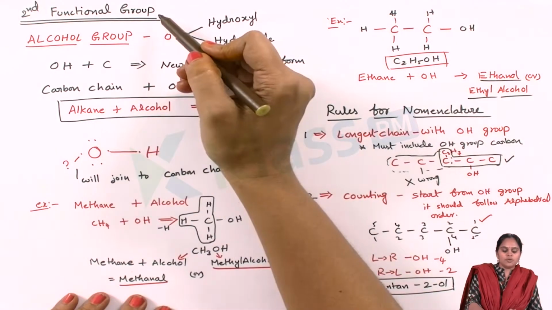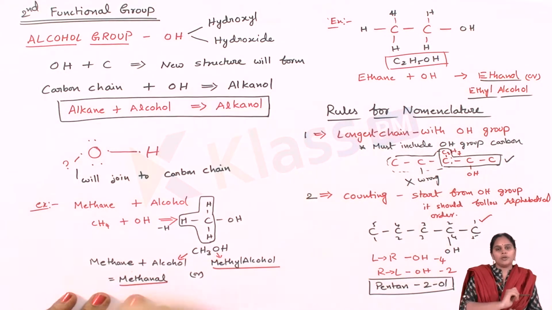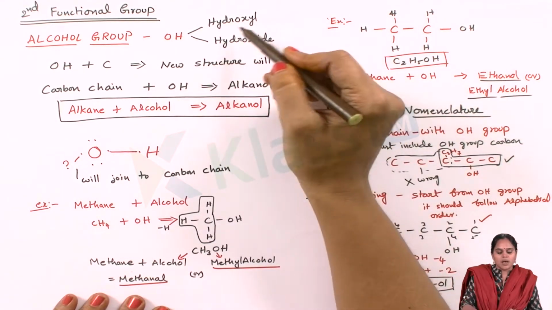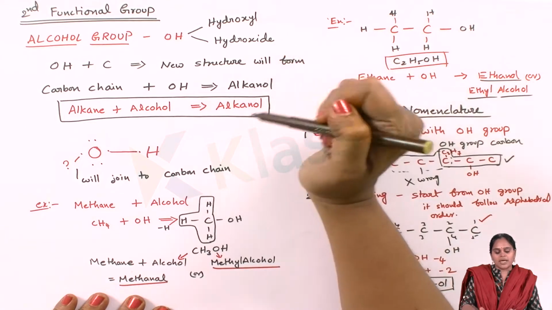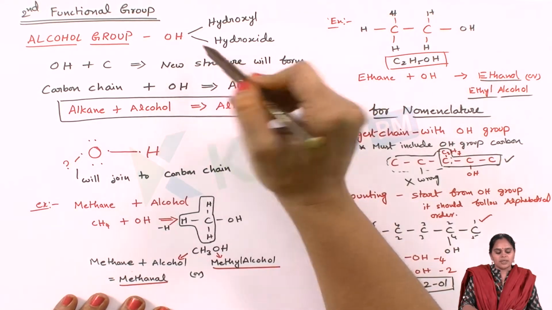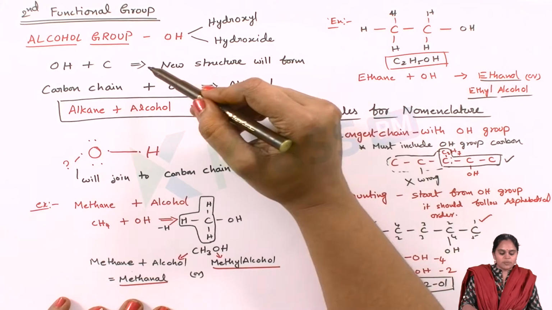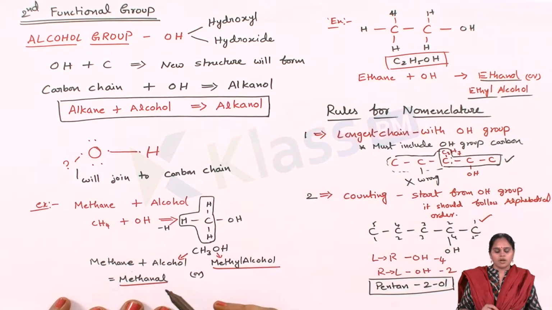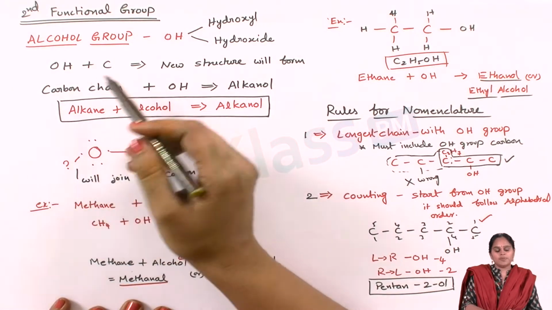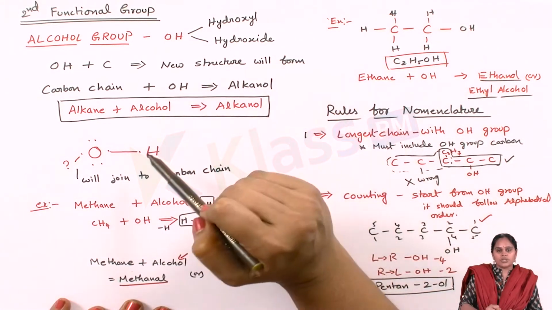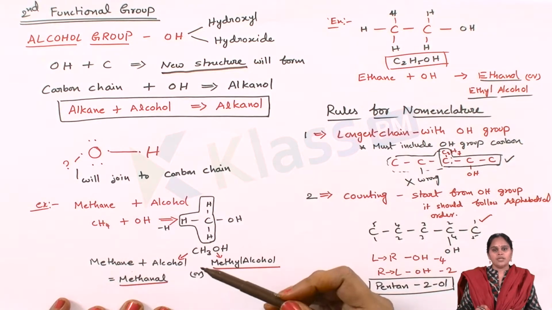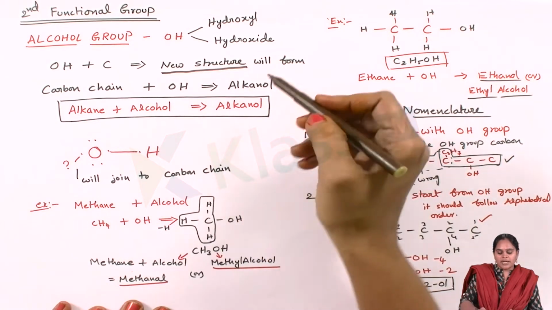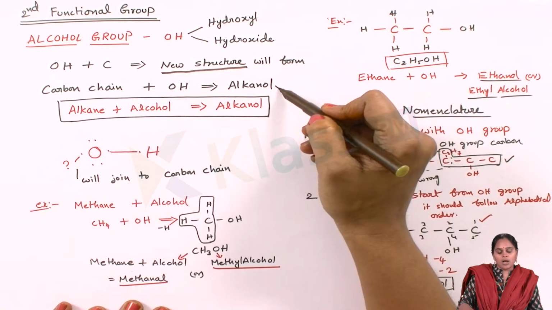The second functional group we can consider is the alcohol group. Alcohol groups contain OH. This is hydroxyl and hydroxide. 2 categories are there in the alcohol group. OH plus carbon will give a new structure for the carbon atoms. In the carbon chain, if OH is added, then it gives the alkanol.